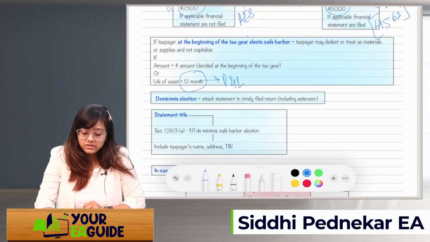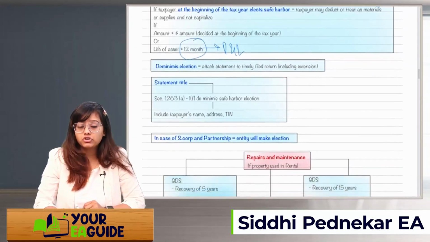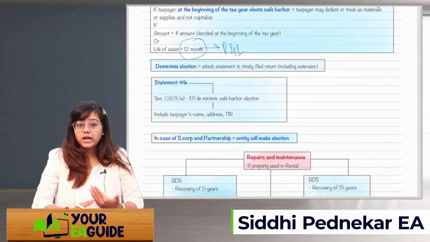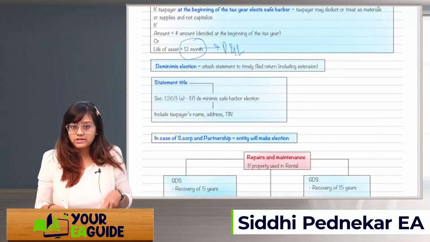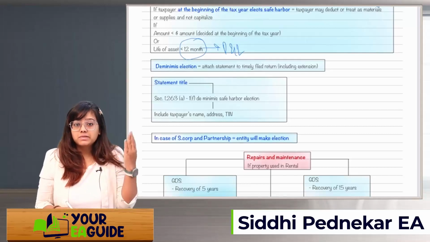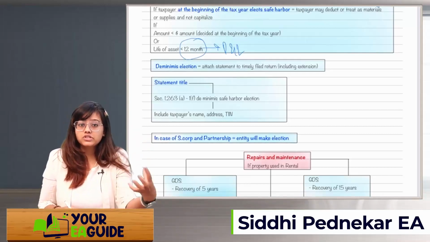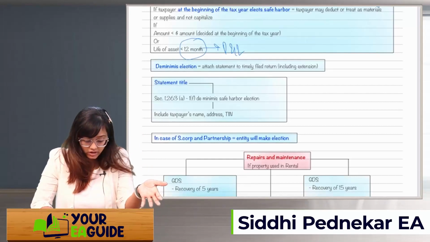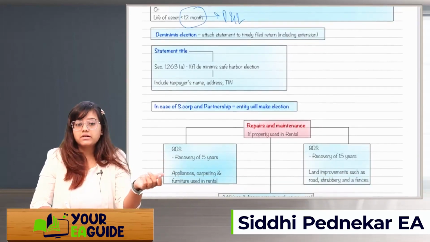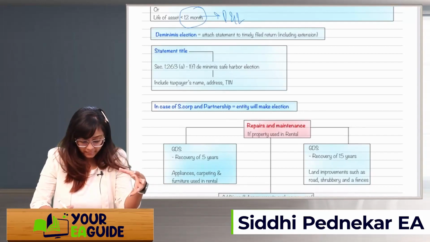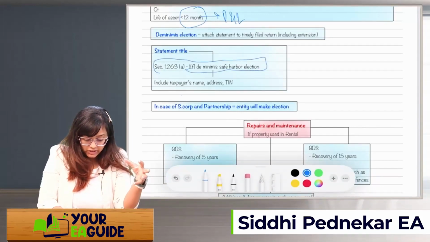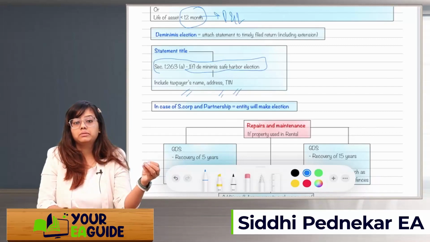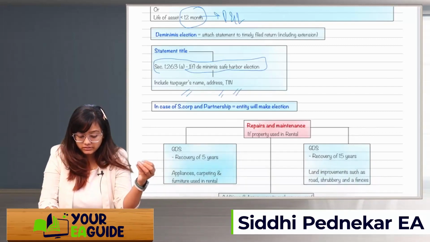In case of a de minimis election, you just have to make sure you attach the statement to a timely filed return. Each return, if you're claiming a de minimis election, there is one option to elect it. If you're doing this, you'll have to attach a statement along with your return. The statement title is simply Section 1.263(a)-1(f) de minimis safe harbor election, and you will include the taxpayer's name, address, and TIN, if any, or SSN. Okay.